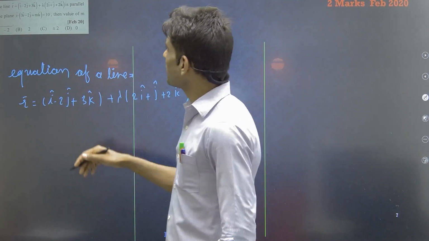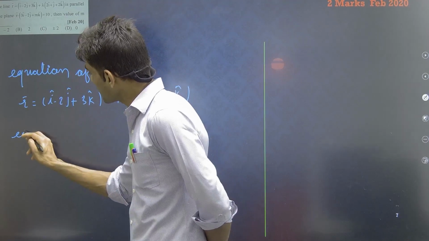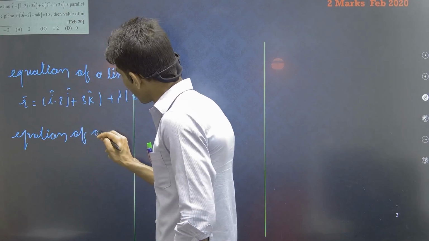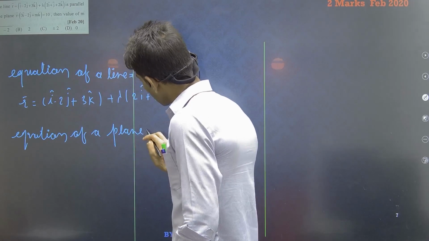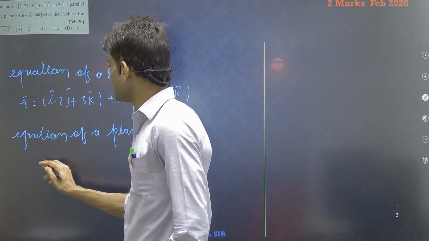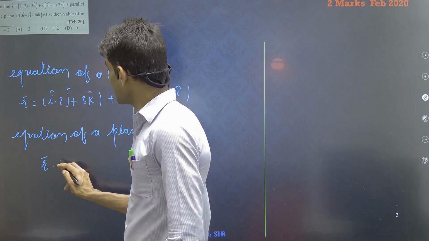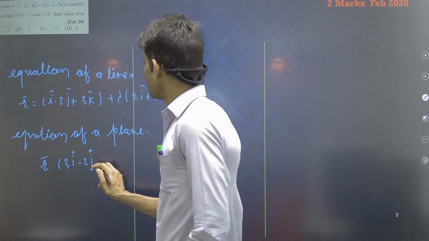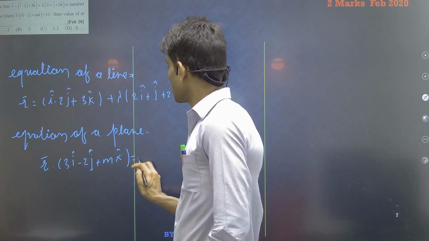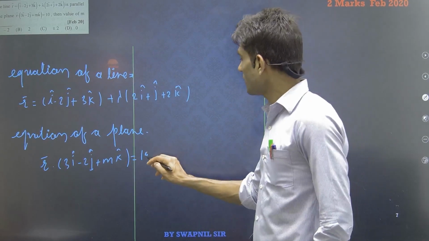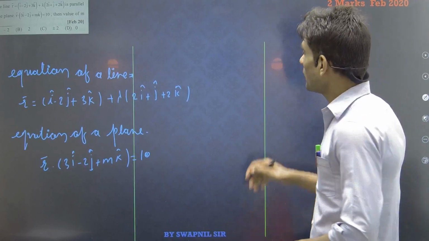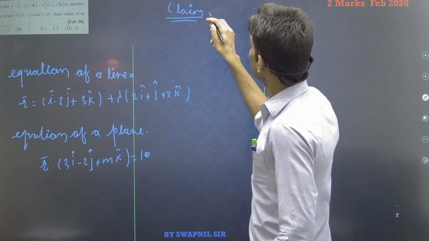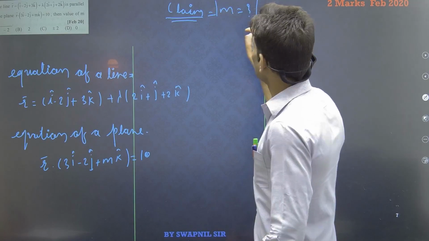The line is parallel to the plane, and we have been given the equation of the plane: r bar dot (3i cap minus 2j cap plus m k cap) equals 10. Then we want the value for m here.